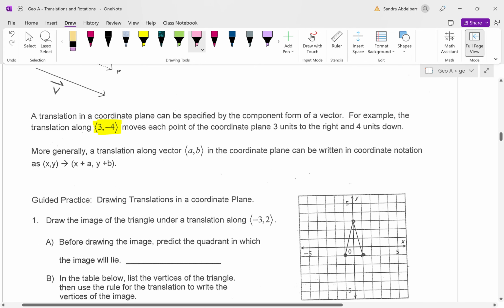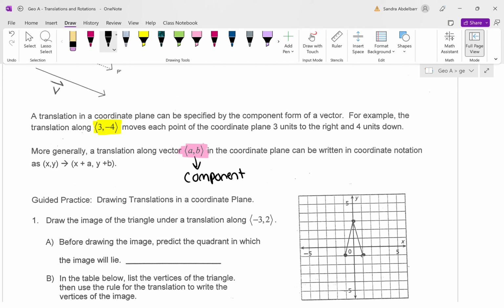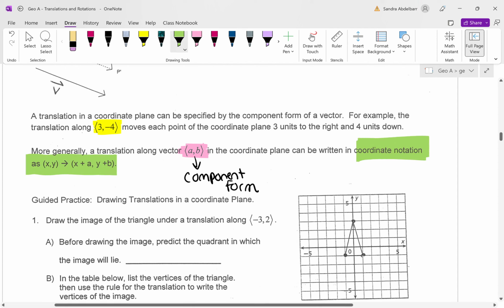All right, so just to recap, last time we learned one format. Today we learned another. So the V with brackets is component form. And then remember last class we learned about coordinate notation. So it's like the parentheses yields more parentheses. That's the coordinate notation.